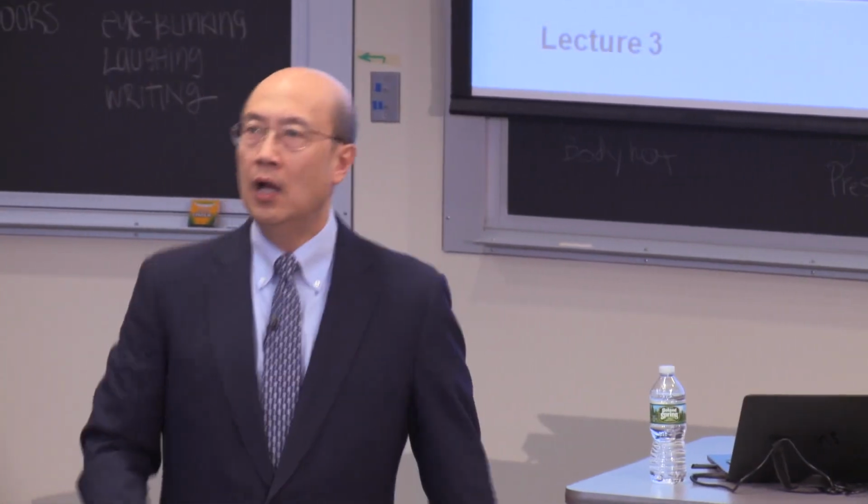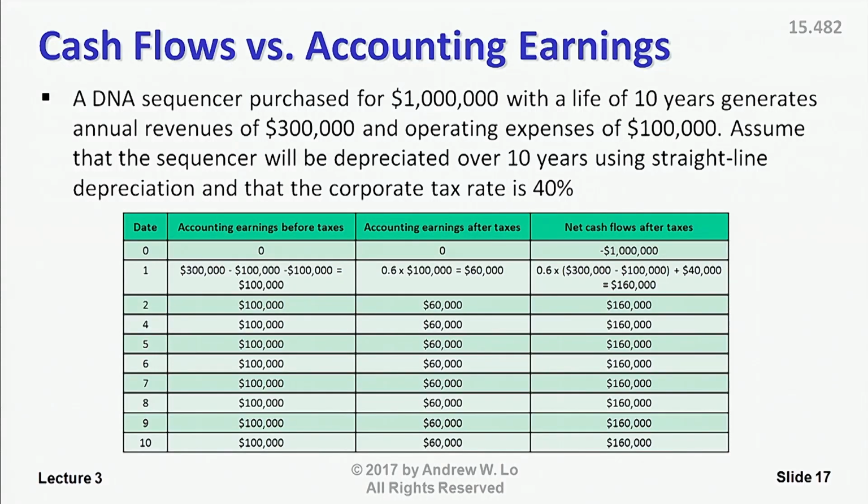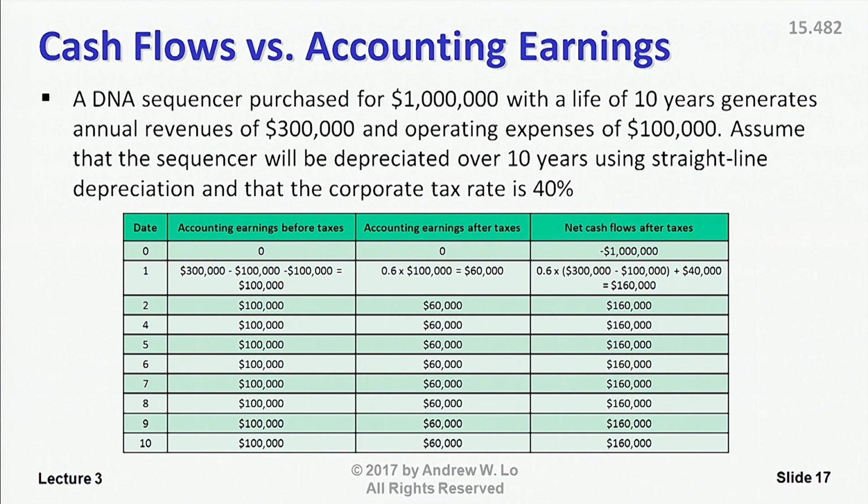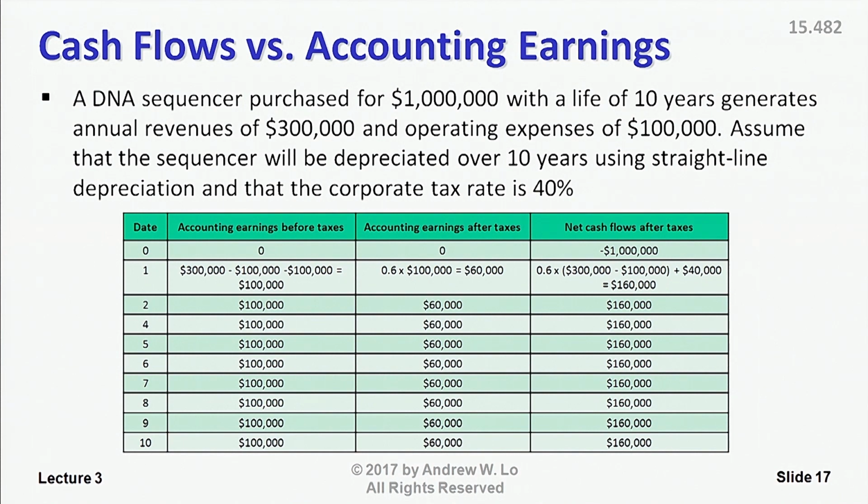So on the left-hand column is the accounting earnings before interest and taxes. And that looks like this: $300,000, which is your revenues, minus $100,000, which is your expenses, and minus the amount of the machine that you've used up at the end of the year, which is 1/10 of a million or 100,000. So according to the accountants, you just earned $100,000 in year one. And in fact, you go down the list, this is your earnings for all 10 years. 100, 100, 100, 100. That's what accountants say this company has earned.